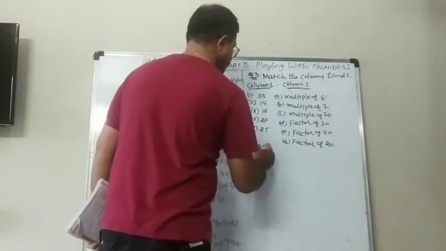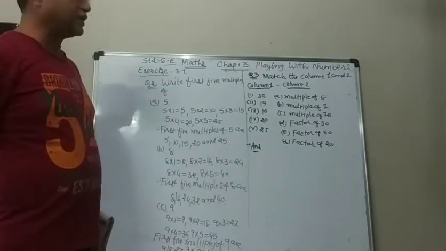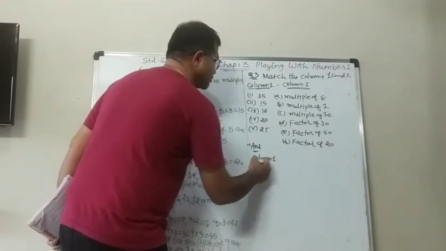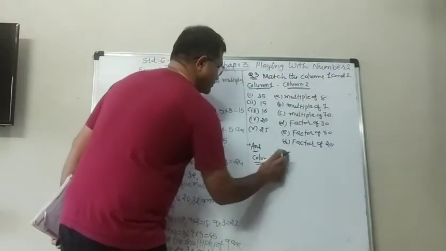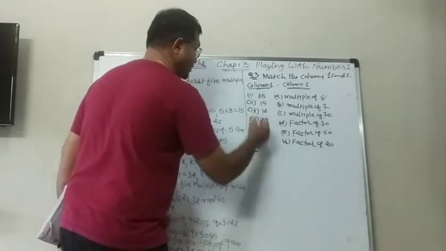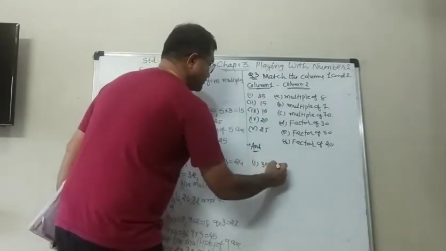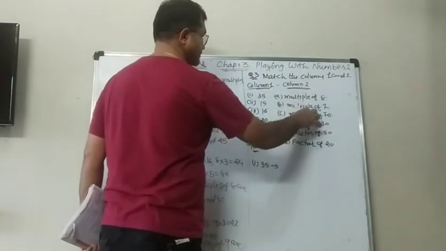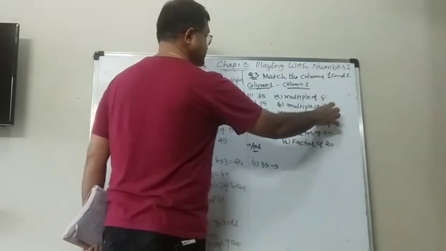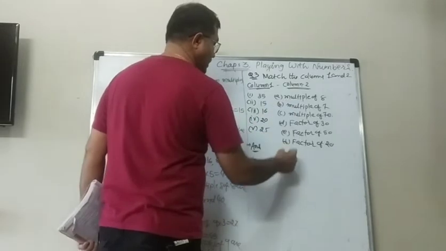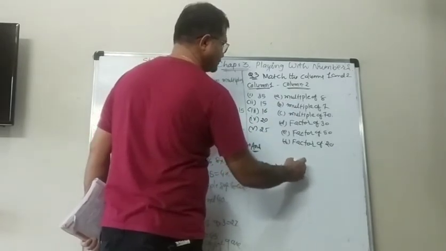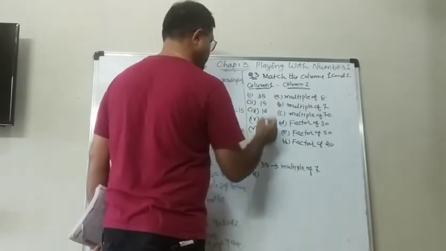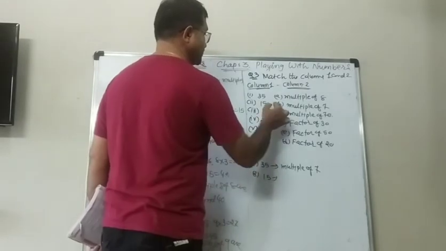So now we are going to write down the answers here. Okay, we will write down directly the answer. Don't write down column 1. First one is 35. Find out what is 35. Is it a multiple of 8? No. Is it multiple of 7? Yes. 7 5s are 35. So answer is multiple of 7.